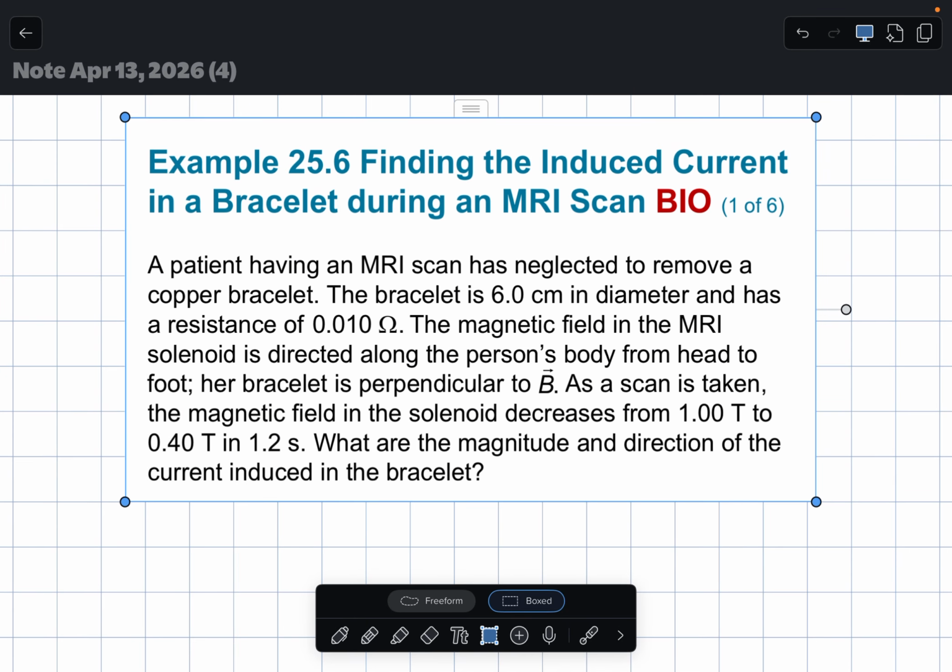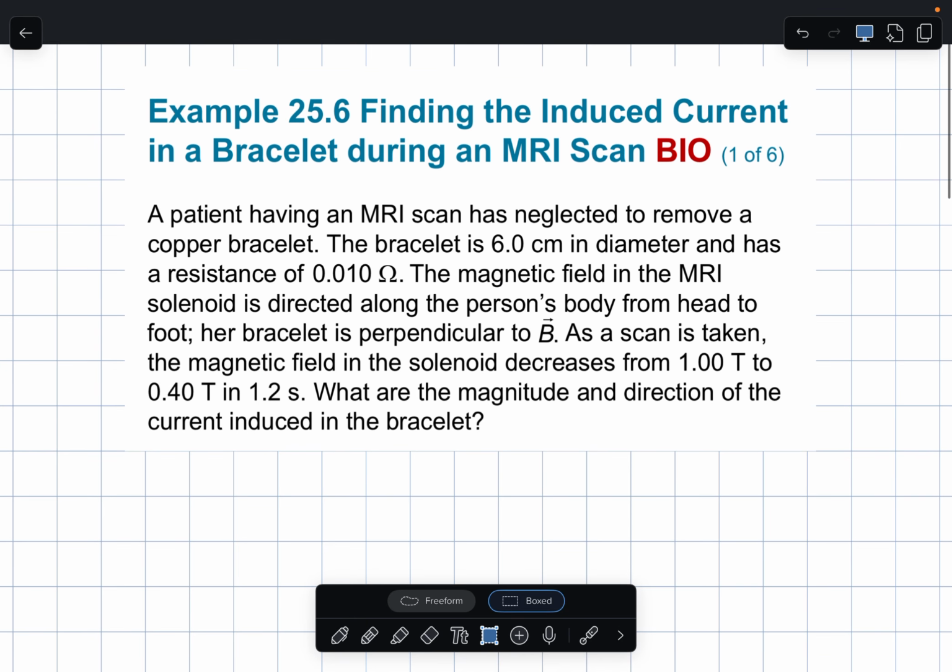So we have a patient getting an MRI scan and they did not remove their bracelet. And we're gonna see what happens to them. And this is not an issue with the magnetic thing, right? Because I'm sure you've heard the horror stories of people leaving a magnetic object on their body while getting an MRI. The MRI machine produces multiple Tesla, this is 1 Tesla here, which will be enough to take that magnetic object and pull it towards the magnet in the MRI.